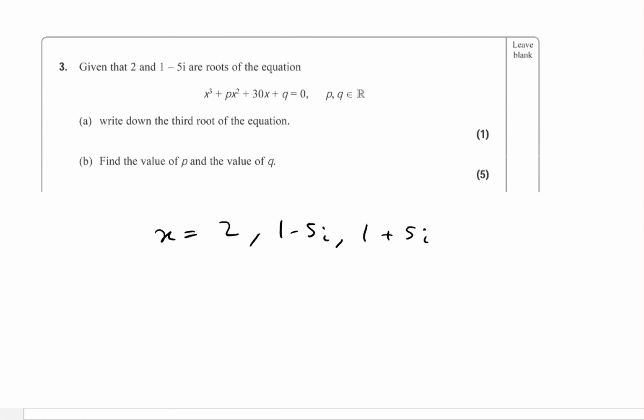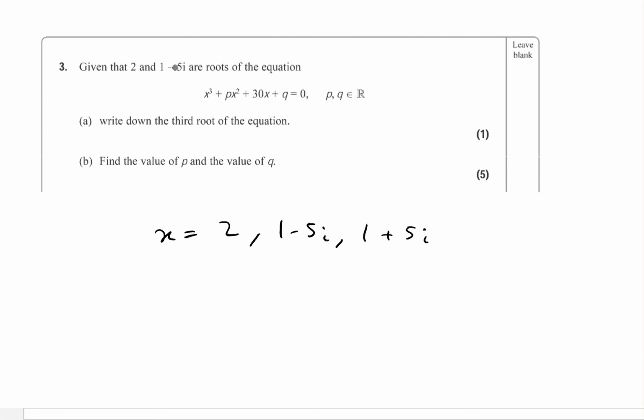Okay, this is going to be looking at the Edexcel June 2014 FP1 paper. It's going to be looking at question 3b. Now, question 3 says that given that 2 and 1 minus 5i are roots of this equation here, it's a cubic equation, then in part A we found the third root of the equation.